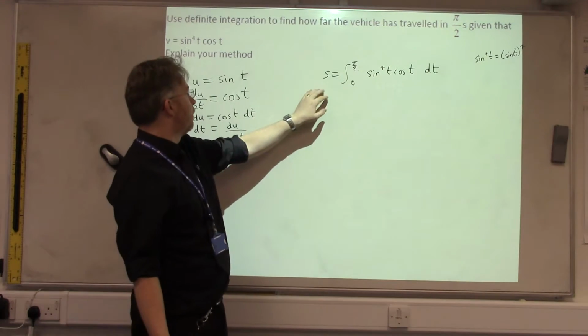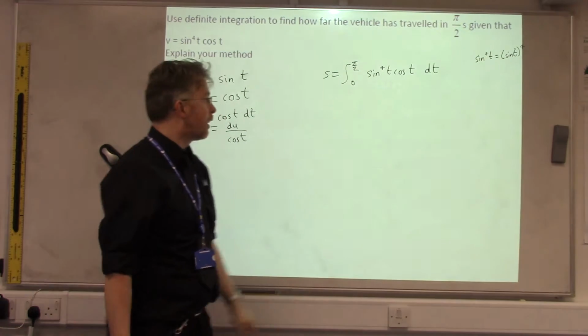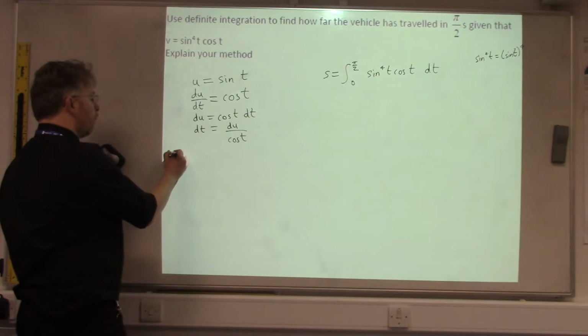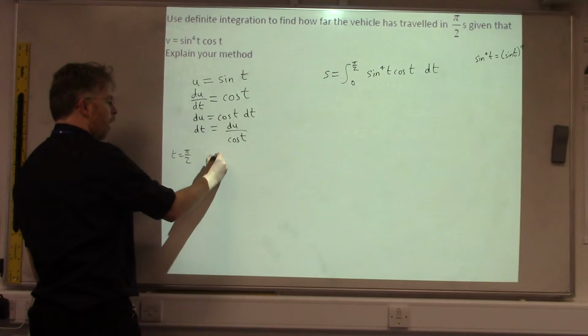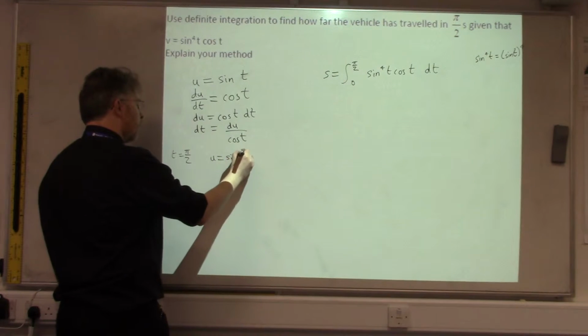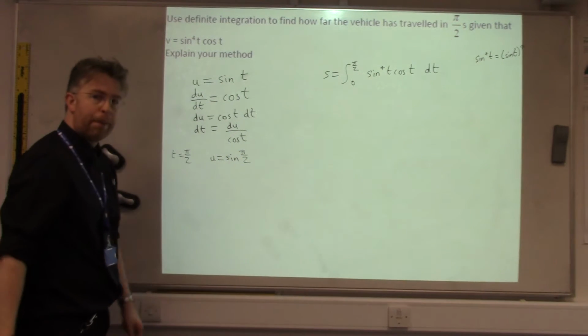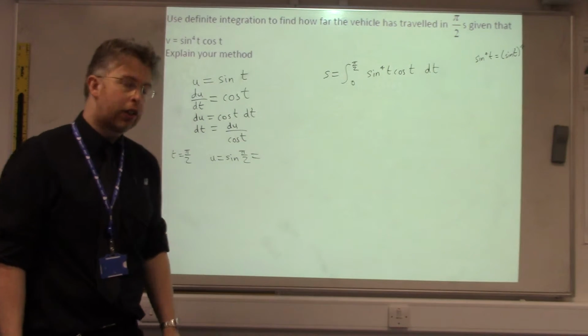When we change from t to u, it will also change the numbers on the limits. So what we need to do is we stick t equals pi over 2 into this formula, and we get a corresponding u value. So u equals sine of pi over 2. You'll need to have your calculator in radians to do that.